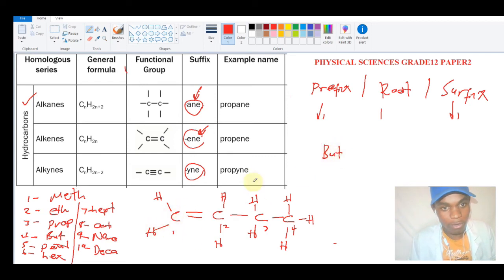Now we go again. What is our functional group? We go here. Do we have single bonds? Yes, we do. Do we have double bonds? Yes, we do. The moment we have double bonds, they supersede the single bonds. So that means you will determine your name using the double bonds, right? So your suffix, you see a double bond, it's an alkene. So your suffix is ene, you see? So it's butene.